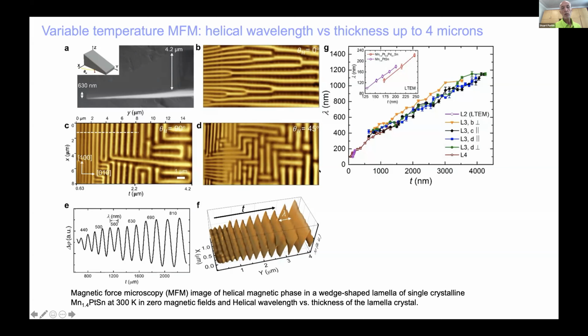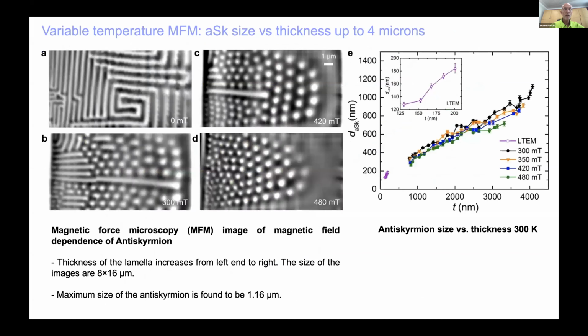And this is because the helical period shown in G varies from 100 nanometers on the left to more than a micron on the right, by a factor of 10, as we vary the thickness from 0.6 to 4 microns. And we've included here in this summary Lorentz microscopy for very thin lamella. It agrees well with the magnetic force microscopy data. So we can look at how the helical phase varies over this very large wavelength range. And we see this monotonic variation of the helical period.